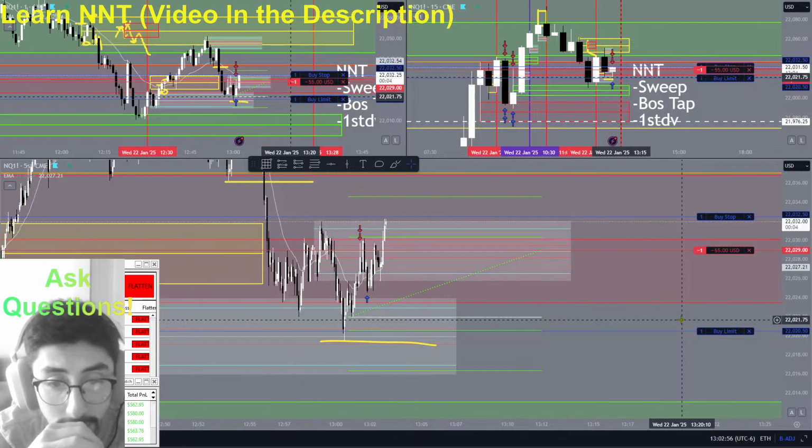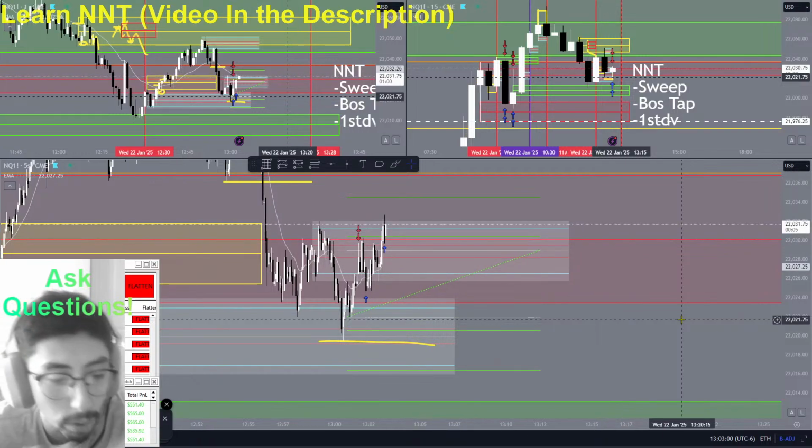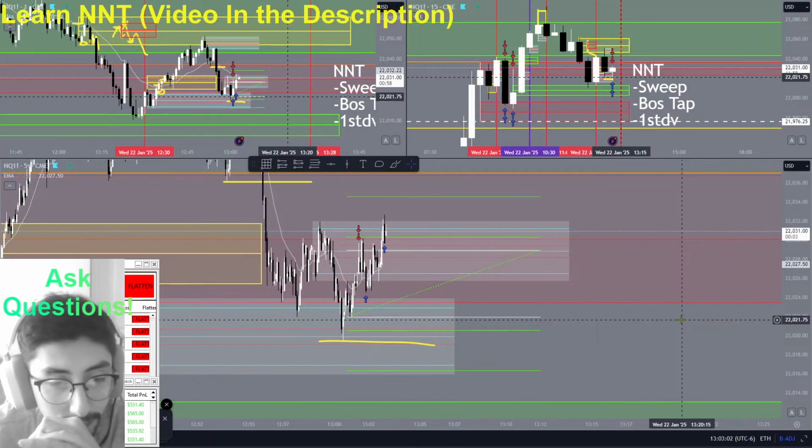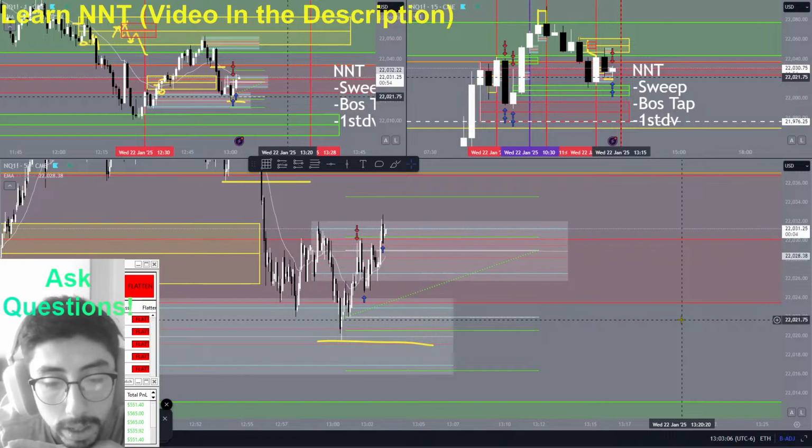Yeah, my stop's going to get smacked. Oh, that sucks. Oh, it is what it is. So we just broke even on that. I should have just stuck with my initial instinct and gone for the 1-to-1.